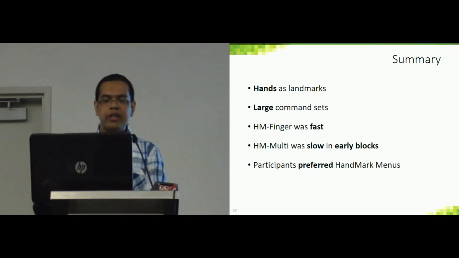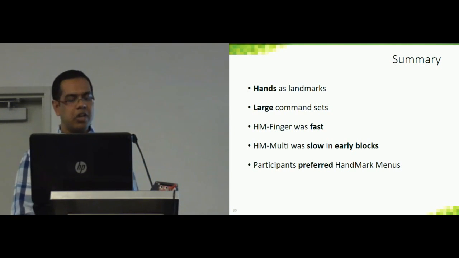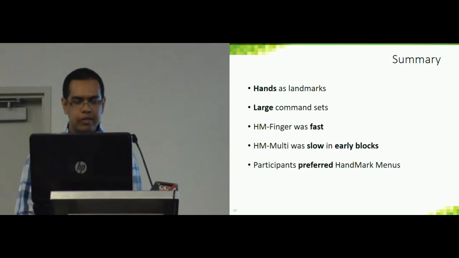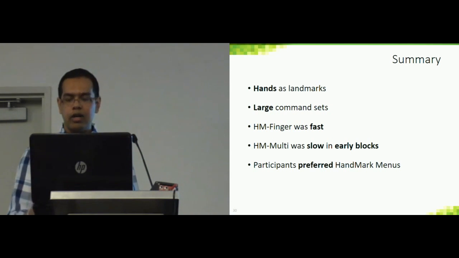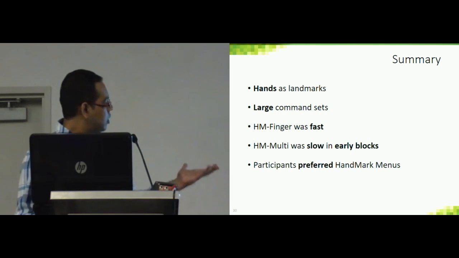So as a summary of the results, I can say that hands were being used as landmarks to remember command locations, and our new technique accommodated a large number of commands. HandMark-Fingers performed faster than standard tabs in all stages, but HandMark-Multi was slow in early stages. However, they performed equally once the locations were learned. And finally, most participants preferred our new HandMark menus.